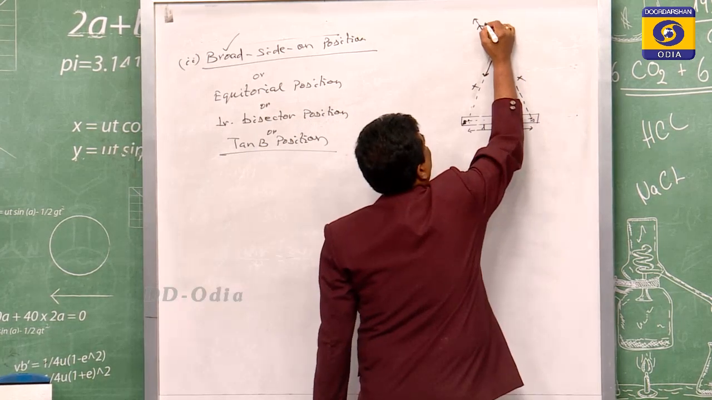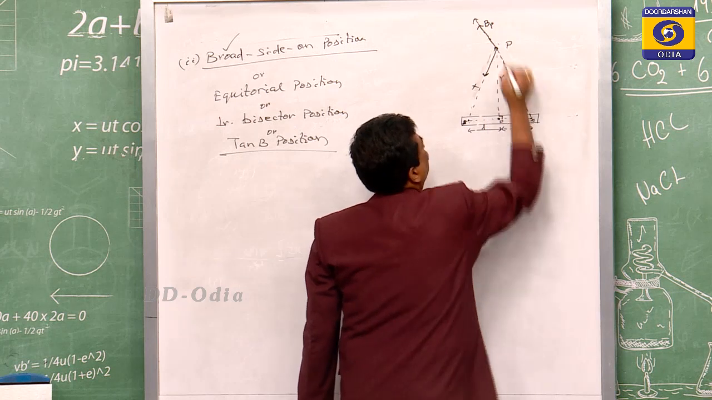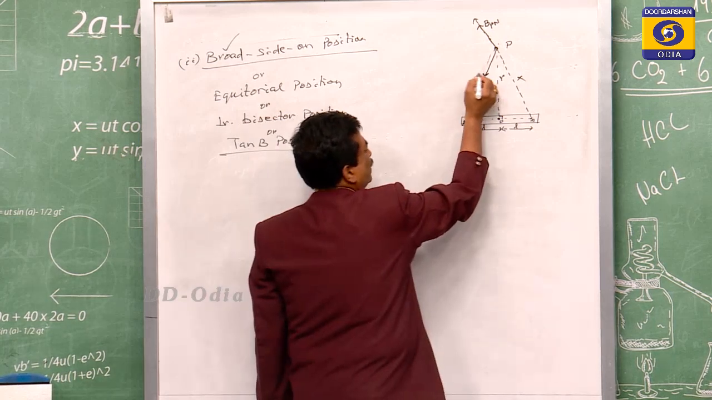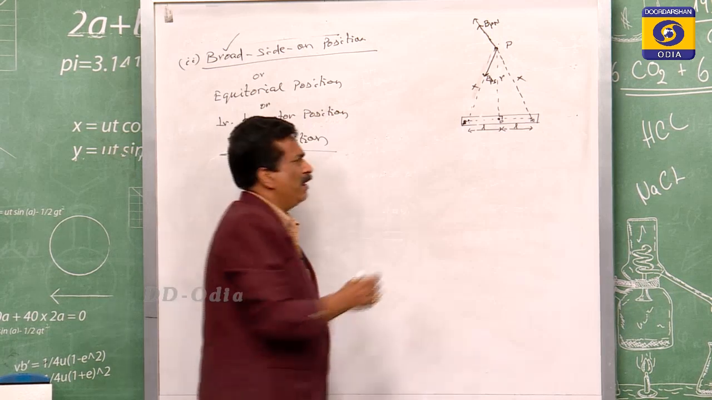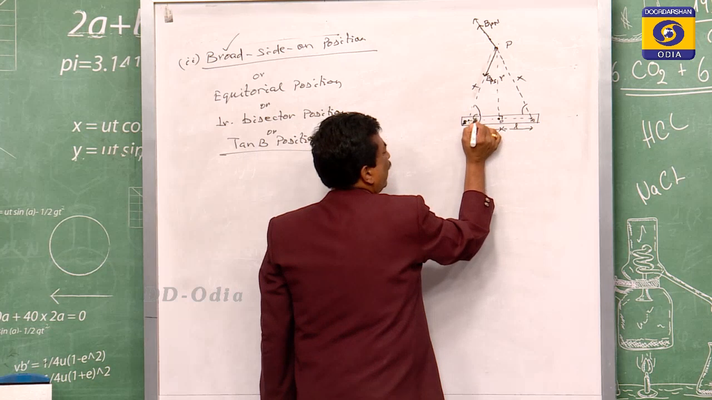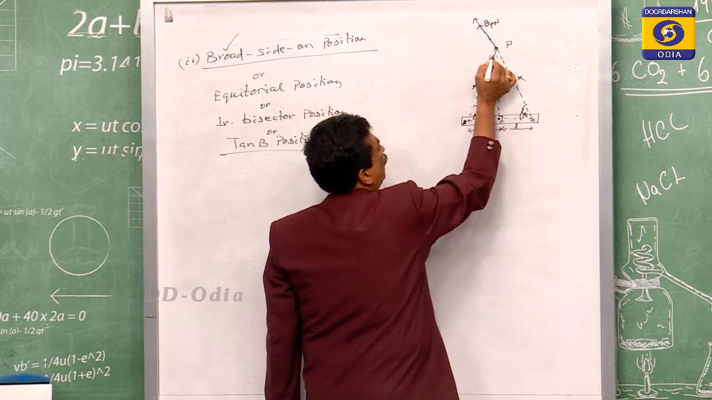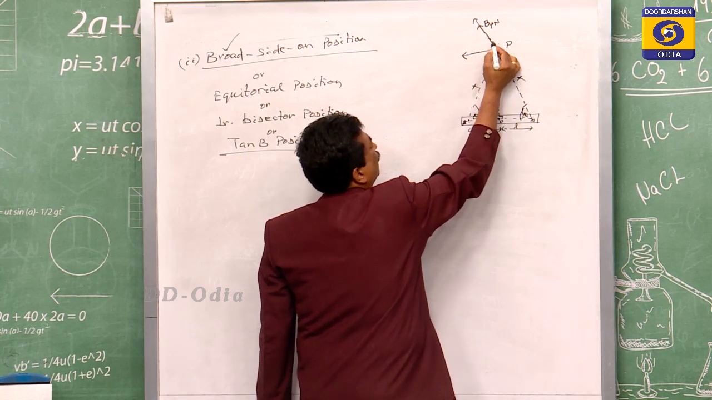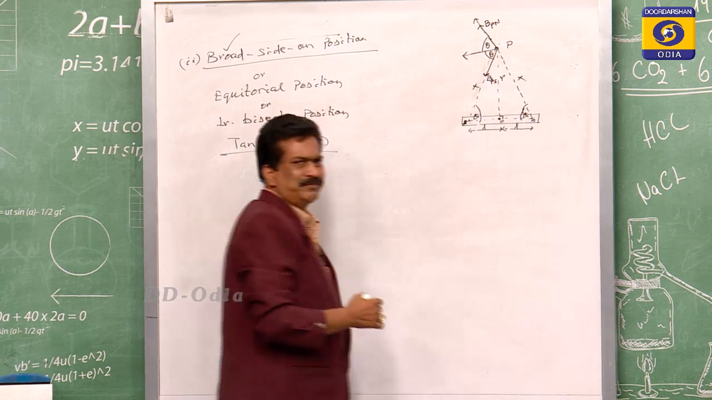And the magnetic induction at a point P due to the north pole equals BPN, and this equals BPS. These two sides are the same, so what about this angle? This angle will be theta, this angle will be theta. Here we have to find the resultant, and that resultant will be this one, because this angle will be theta, this angle will be theta.